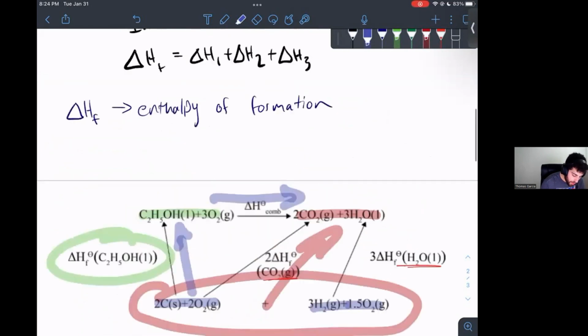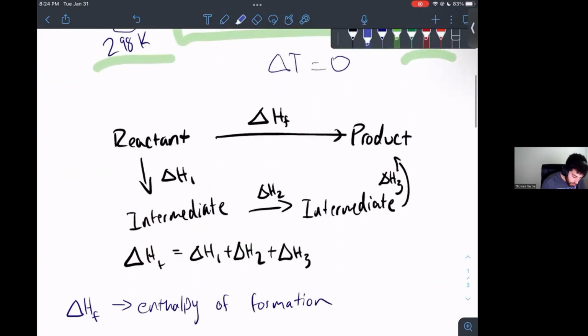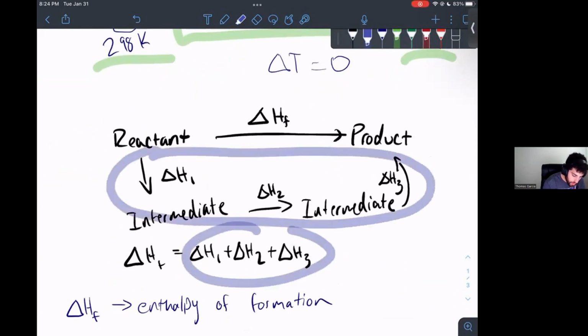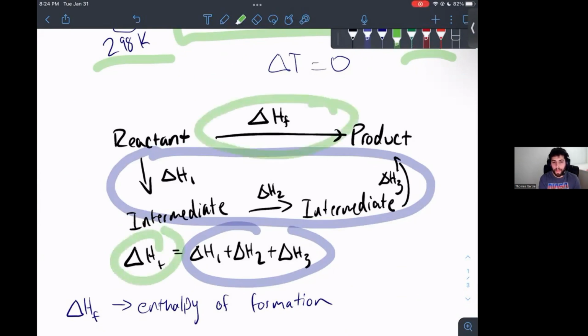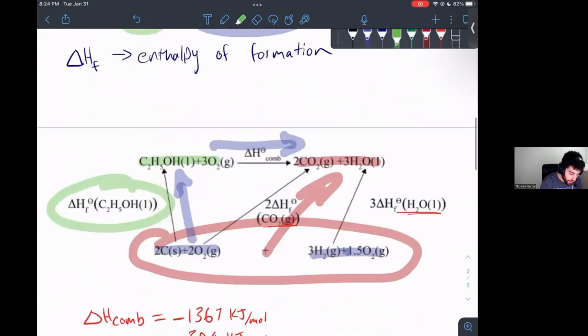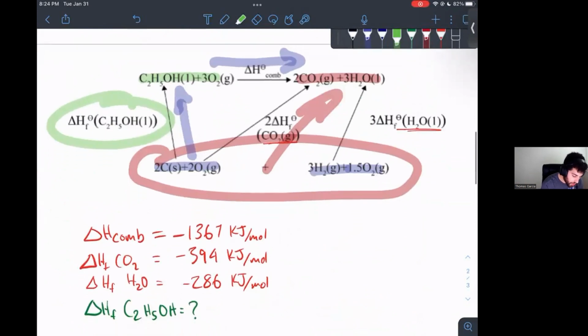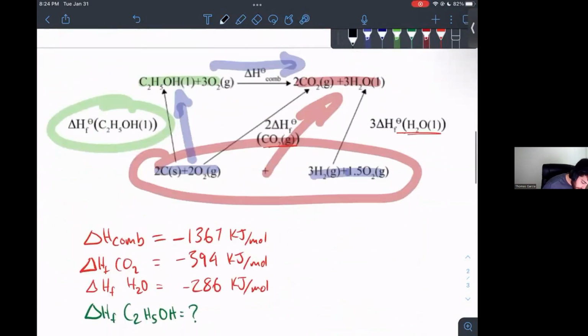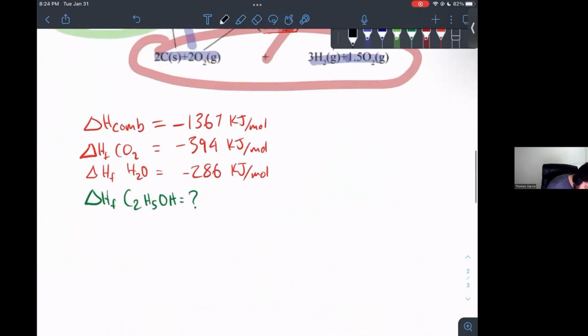So if we look back at Hess's law, these two things are the same. So this entire roundabout journey is equal to the short direct journey. So we're just going to go ahead and look at it in that sense. So we're going to start, in this case, with our roundabout journey, which is a combination of our delta H of combustion and our delta H of formation.